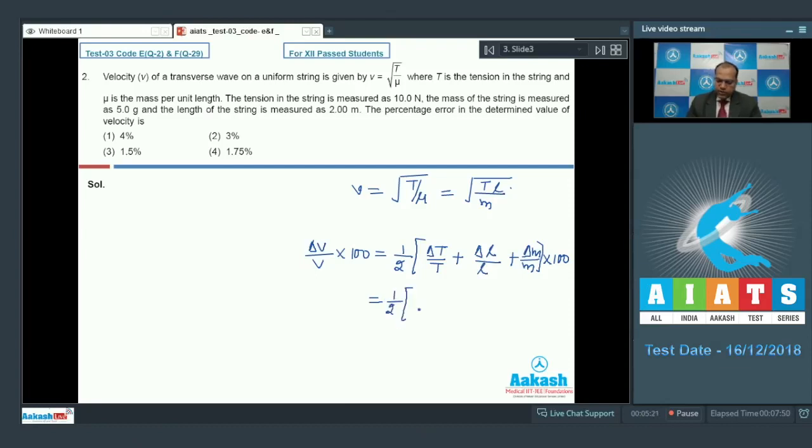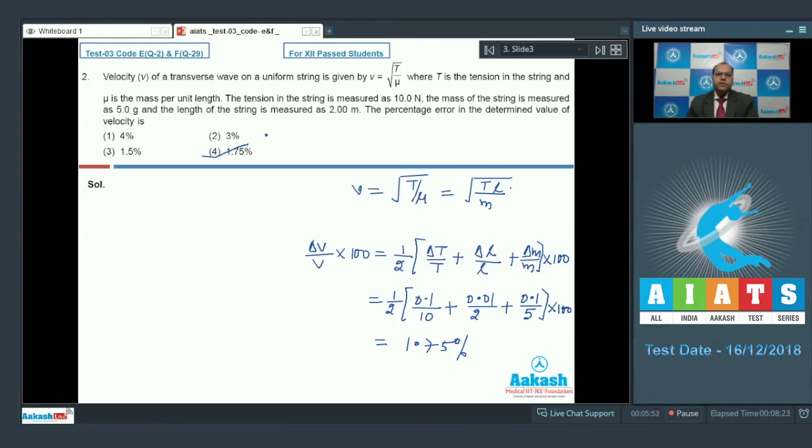In order to calculate the percentage error in the determined value of velocity, we have to substitute the data of these variables. So ΔT, the least count of tension, is 0.1 divided by 10, plus ΔL by L can be written as 0.01 divided by 2, plus Δm by m can be written as 0.1 divided by 5, into 100. On solving, it comes out to be 1.75%. So option 4 is the correct answer. So the correct answer for question number 2 is option 4.